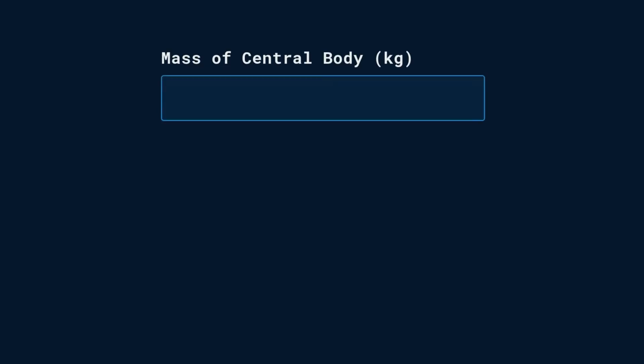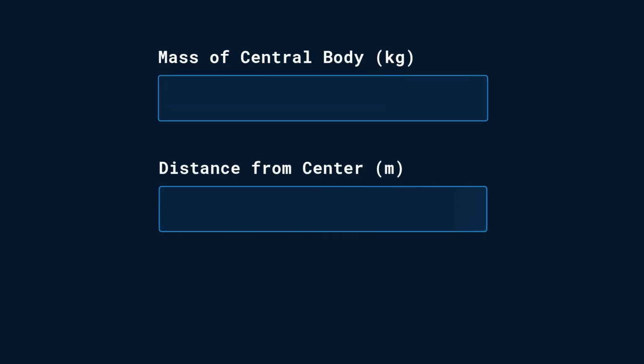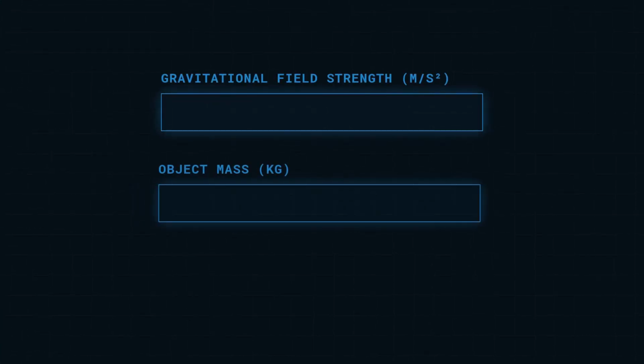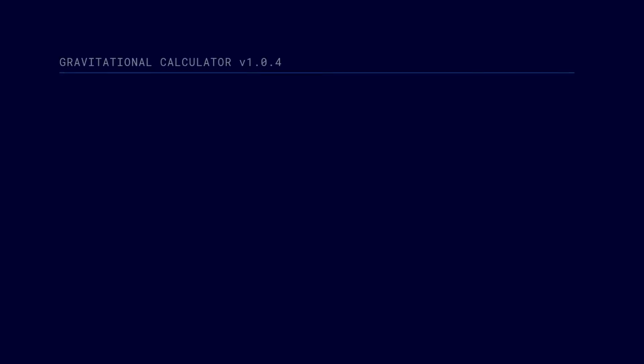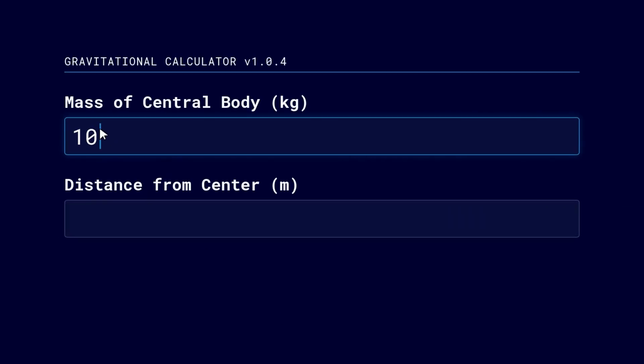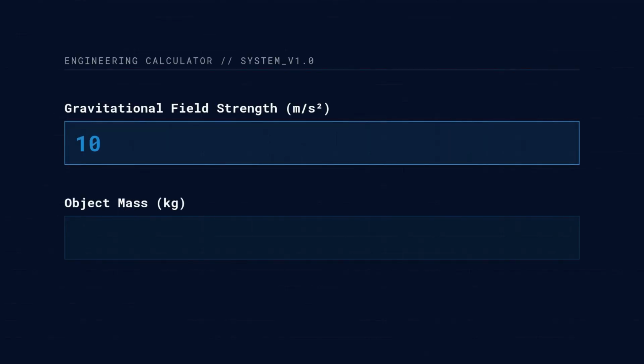The calculator requires 4 input fields: mass of central body in kilograms, distance from center in meters, gravitational field strength in meters per second squared, and object mass in kilograms. Let's work through an example. I'm entering 10 kilograms for mass of central body, 10 meters for distance from center, 10 meters per second squared for gravitational field strength, and 10 kilograms for object mass.